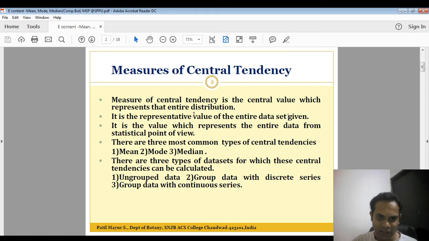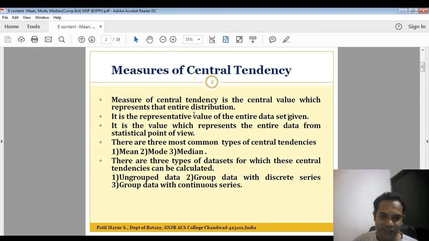Now, what are the characteristics of measures of central tendency? It is the representative value of the entire data set given, a value which represents the entire data from a statistical point of view. So, a measure of central tendency means one value that will represent the whole data set. There are basically three different types of measures of central tendency. The first one is mean, the second one is mode, and the third one is median.